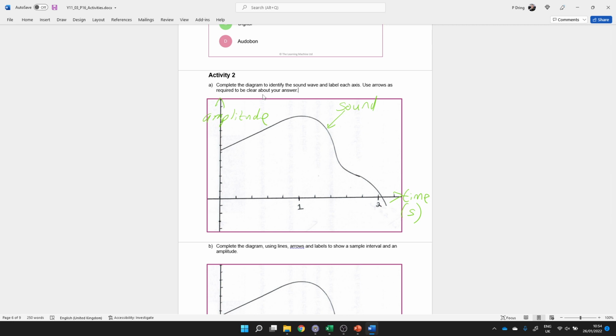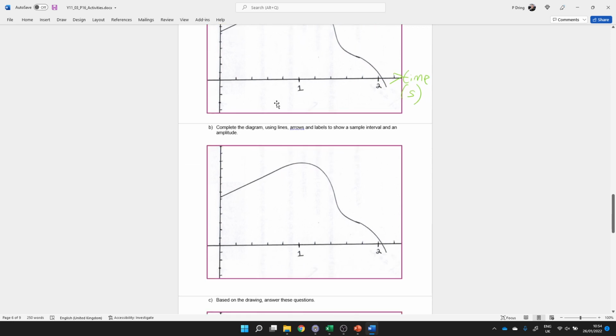It's not the same as volume because, and I'm going to rub this out in a moment, that is high volume, but also a wave down at the bottom is high volume. So it doesn't matter whether it's above the axis or below the axis, how high it is means how loud it is.